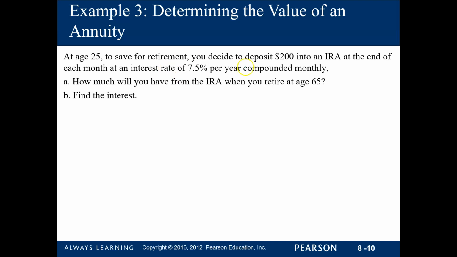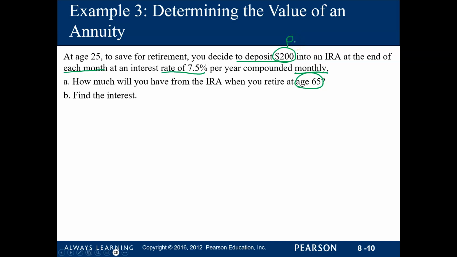At the age of 25, to save for retirement, you decide to deposit, okay, $200, this is our P, into an IRA at the end of each month, okay, with an interest rate of 7.5% compounded monthly, as we can see here. How much will you have from the IRA when you retire at the age of 65?